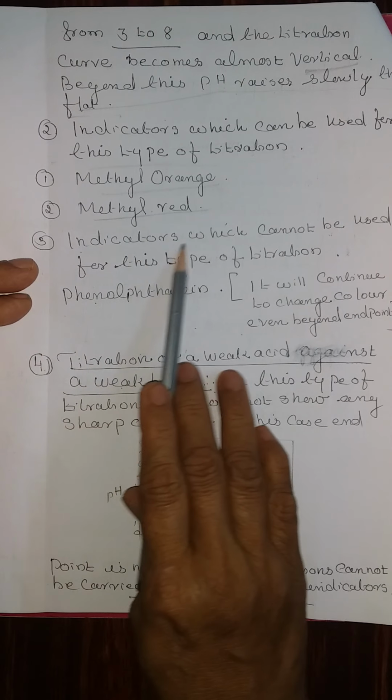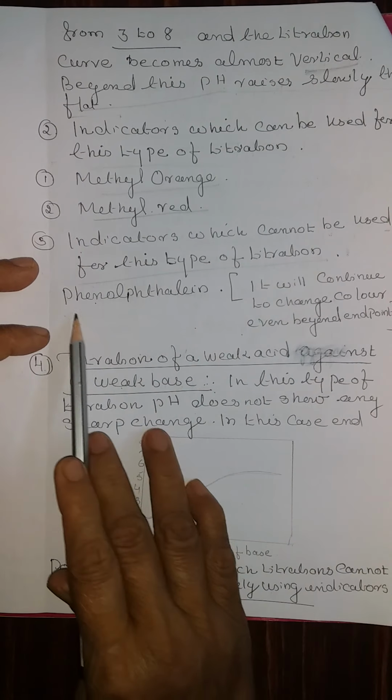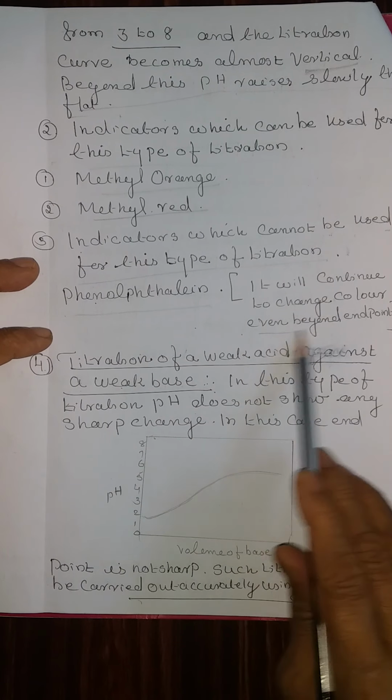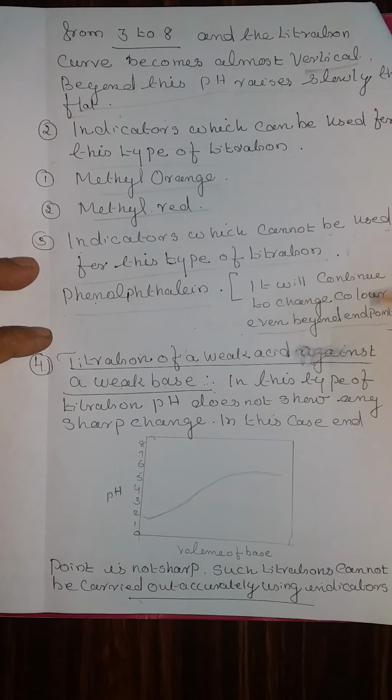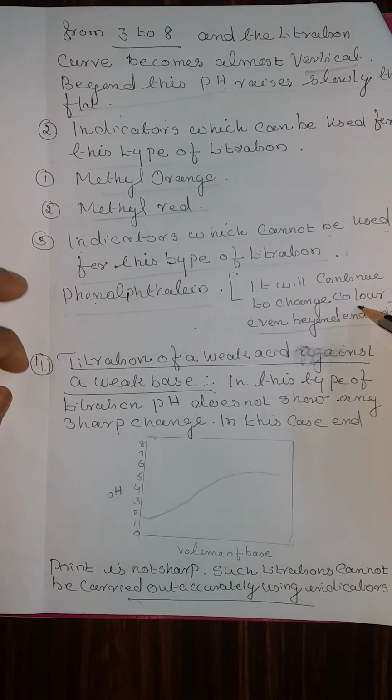Third point: indicators which cannot be used for this type of titration: phenolphthalein. It will continue to change color even beyond the endpoint. That means we cannot find out the endpoint. After the endpoint also the color remains the same. Therefore, the value that you collect from the burette may not be correct.